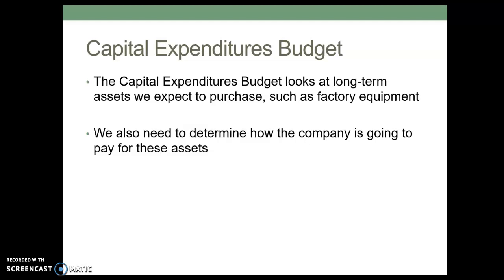Management has to look at what kind of long-term assets we're going to expect to have to purchase next year, maybe for the next couple of years, and how much those things are going to cost. They have to look at various things like, well, do we want to lease that equipment or do we want to buy the equipment? And how are we going to pay for these assets that we need? So we're going to talk a lot more about capital expenditures when we talk in chapter 12.